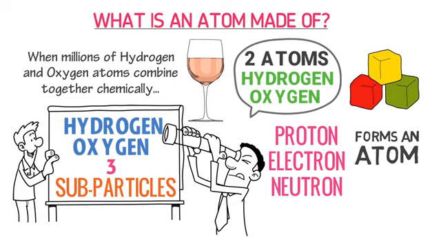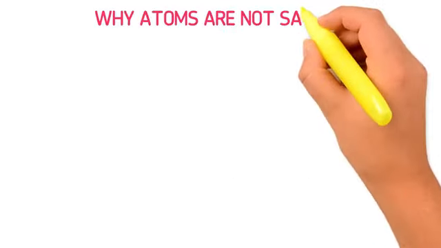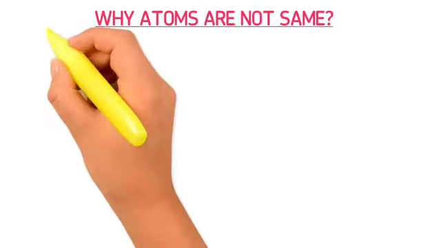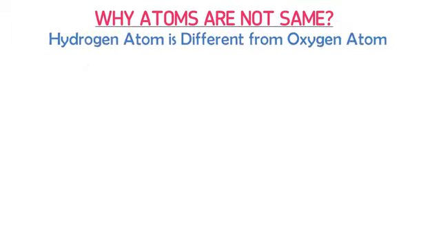Now the other question you should learn is why atoms are different. For example, a hydrogen atom is different from an oxygen atom.